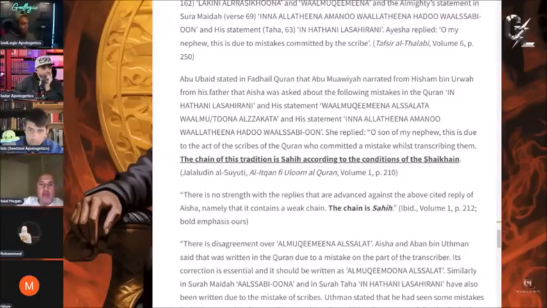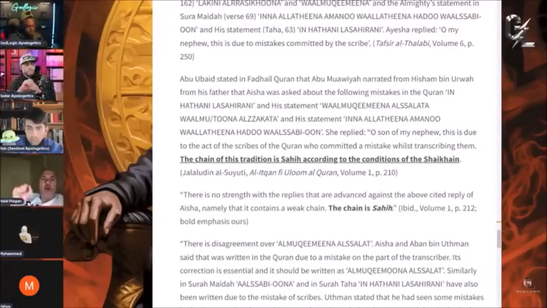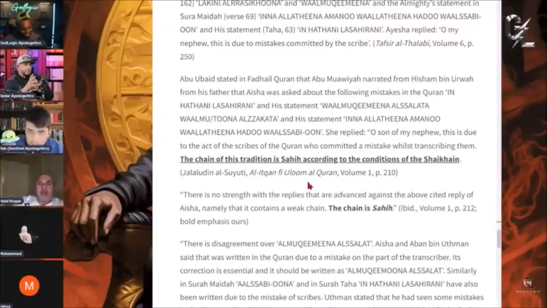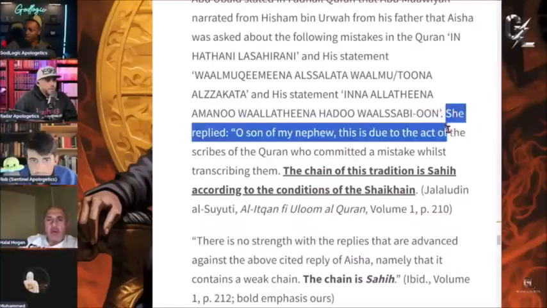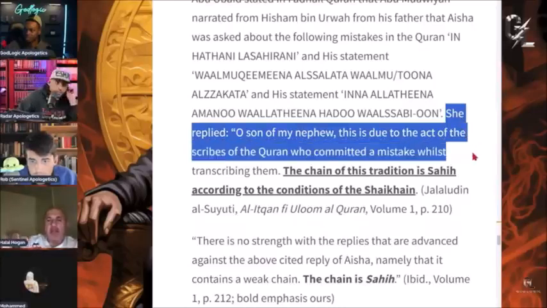And now look at what he says. Where? Oh my goodness. Where did she say that? Okay, she replied, the hadith, she replied, "O son of my nephew, this is due to the act of the scribes of the Quran who committed a mistake." It's right there. Can you enlarge it for my friend to see it? He said enlarge it? No, because he's saying where. I read it and he's still telling me where. Can you highlight where it says she replied? She replied, right after wal sabiyun. She replied, okay, this is due to the scribe who committed a mistake. She says, yes, you're right. These are 4 mistakes.